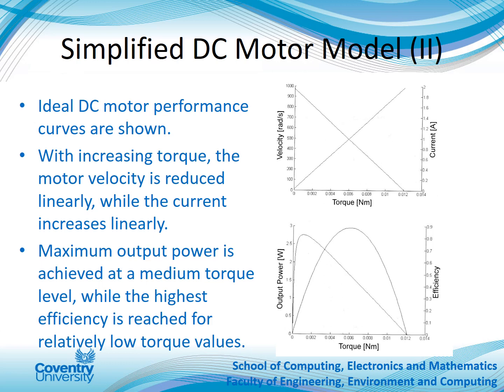This carries the model on a bit further. This shows you the ideal DC motor performance curves. With an increase in torque, the motor velocity is reduced linearly, which is what's shown here, whilst the current increases linearly. It's similar to the graphs that we were shown before. Then the maximum output power is achieved at a medium torque, such as here, so the graph increases like that, whilst the highest efficiency is reached at a relatively lower torque, namely here.